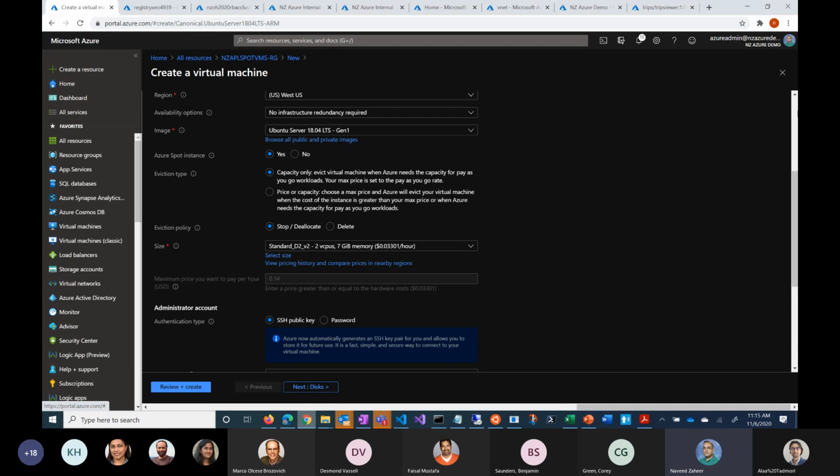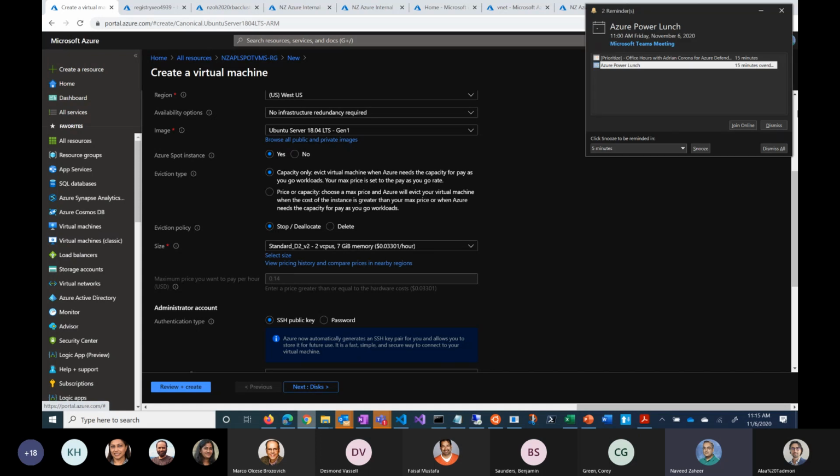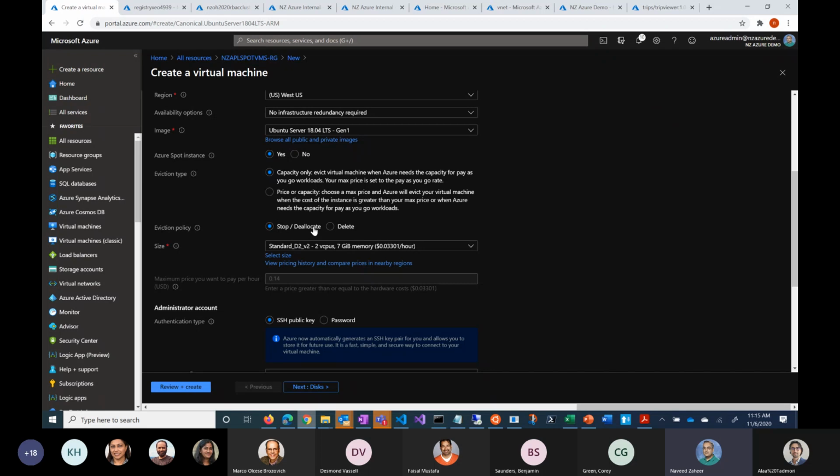Moving forward, Spot virtual machine instances are the virtual machine instances that you should be using. So that's something to keep in mind. Okay, so that's how you do it in virtual machines.